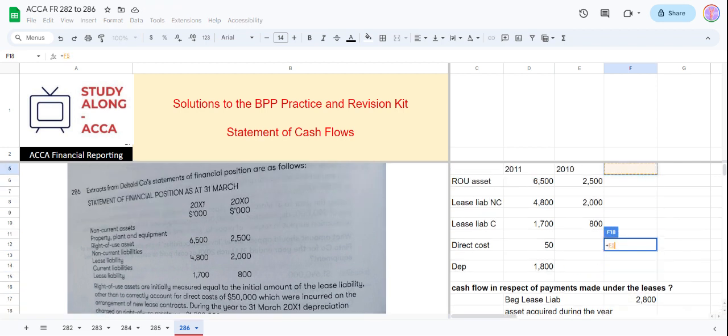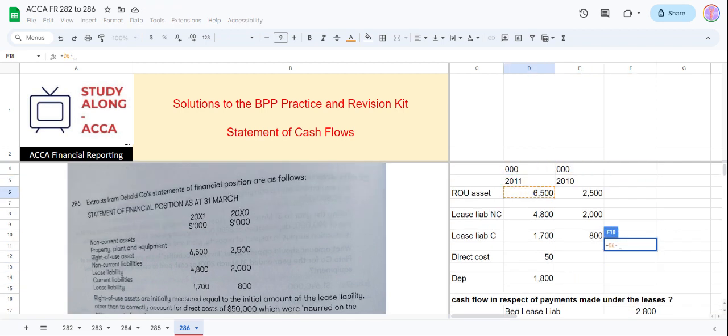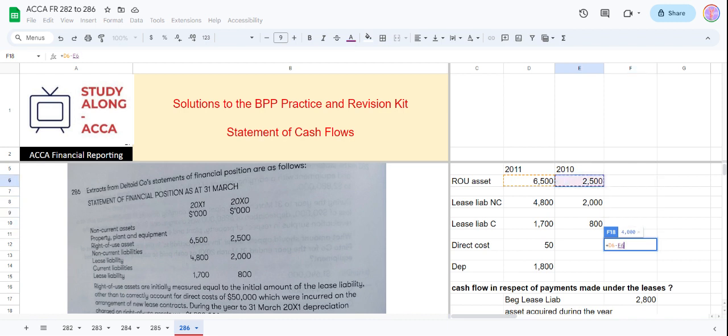So we have this asset acquired during the year. Earlier we had 2,500. Now we have 6,500. So we'll deduct, I mean, ending minus beginning. Then we will also deduct this direct cost because they're asking about lease payments only. So this 50 will be deducted, and then we will add depreciation, as it is not a cash movement as such. So depreciation will be added here.